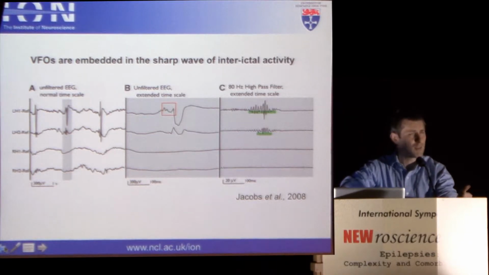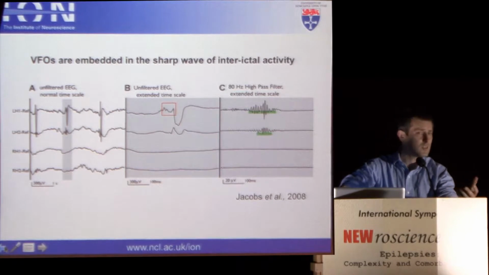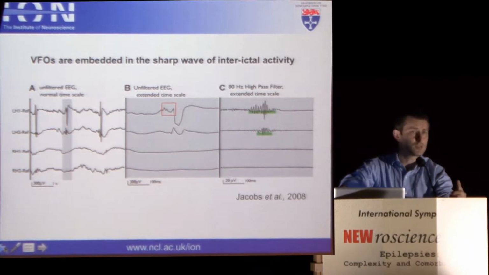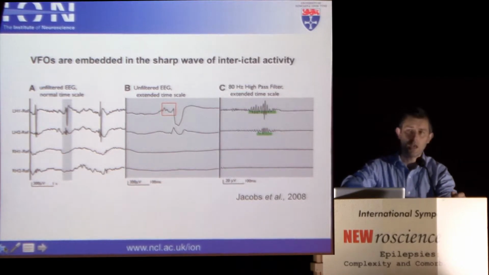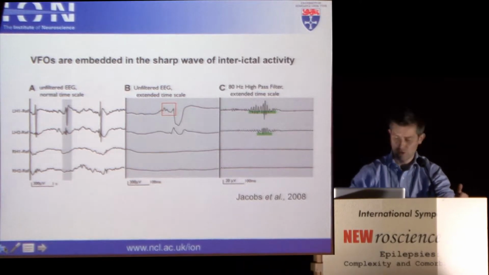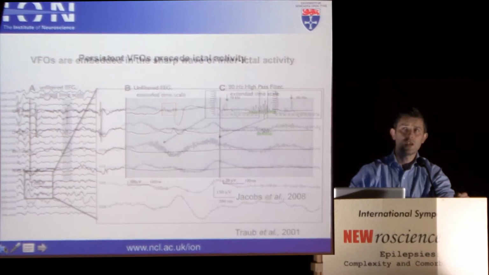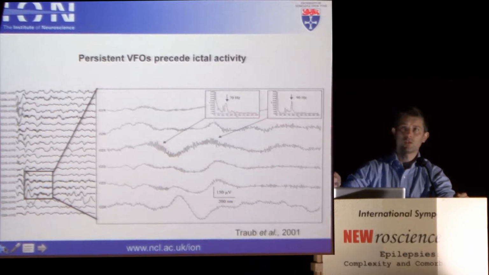And there is a debate in the field now about which is the best of these markers. Is it ripples or is it fast ripples? And perhaps that's something that we can discuss in the forum following this session. So not only is this pathological high frequency activity associated with interictal discharges, but there are also numerous reports which demonstrate the presence of these persistent VFOs preceding ictal activity.